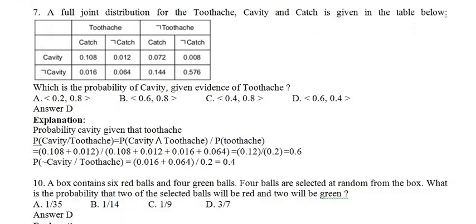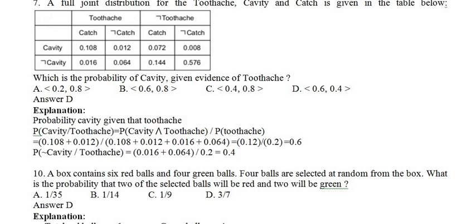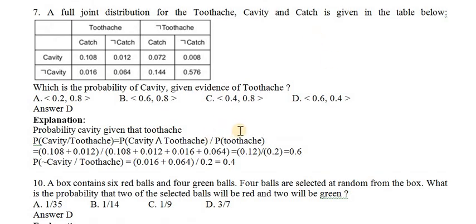And one more interesting problem is Bayes theorem with conditional probability. A full joint distribution for toothache, cavity and catch is given in the table below. For cavity, the symptom may be toothache or not toothache, or catch or not catch. Likewise, for not having a cavity, either toothache or not toothache will be the reason. So for that they set their probabilities here.